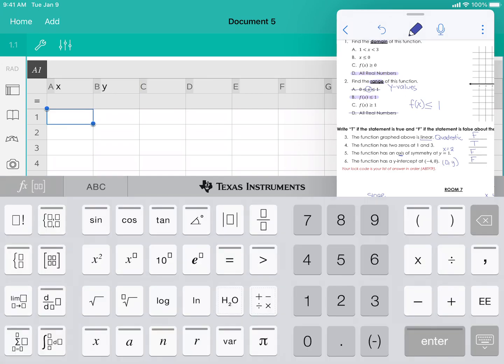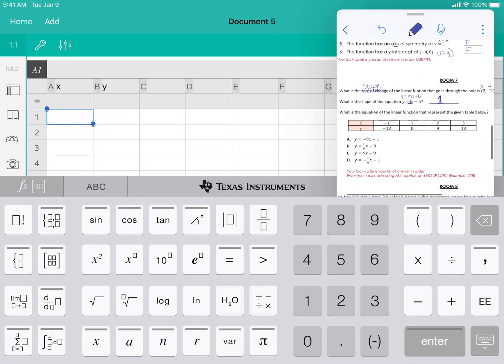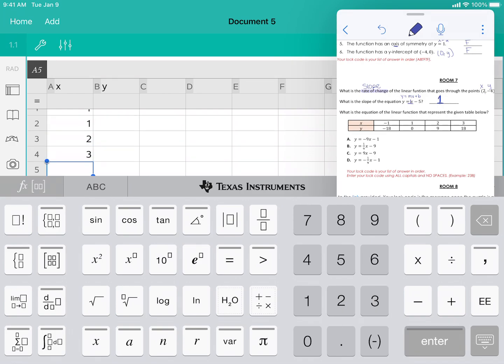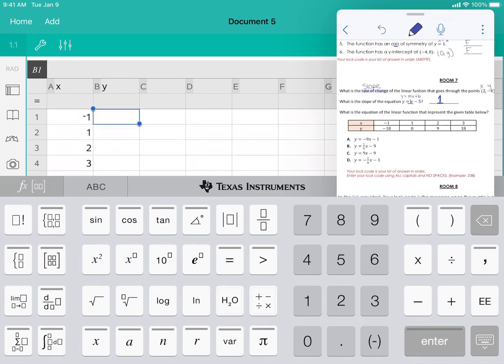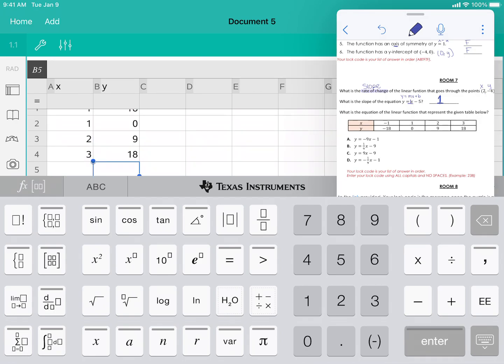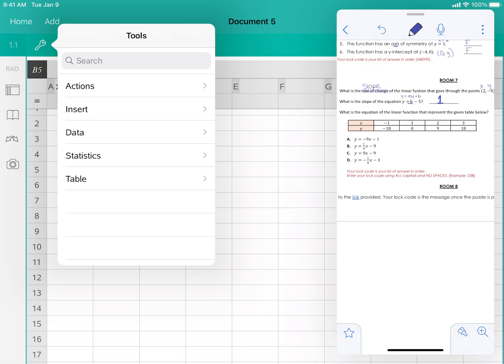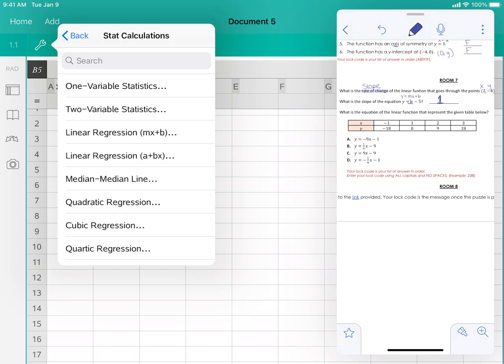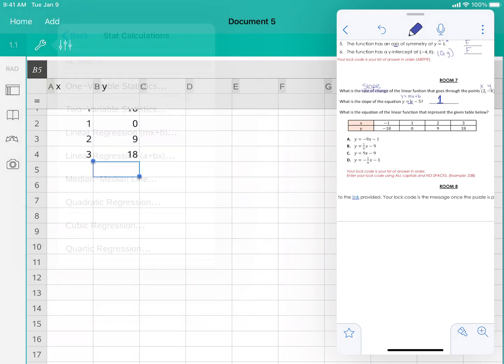So let's see. I'm going to go X values first. So I have -1, 1, 2, and 3. And then for the Y values, I have -18, 0, 9, and +18. I go menu, number 4, which is statistics, number 1, which is stat calculations, and number 3, which is linear regression, mx plus b.